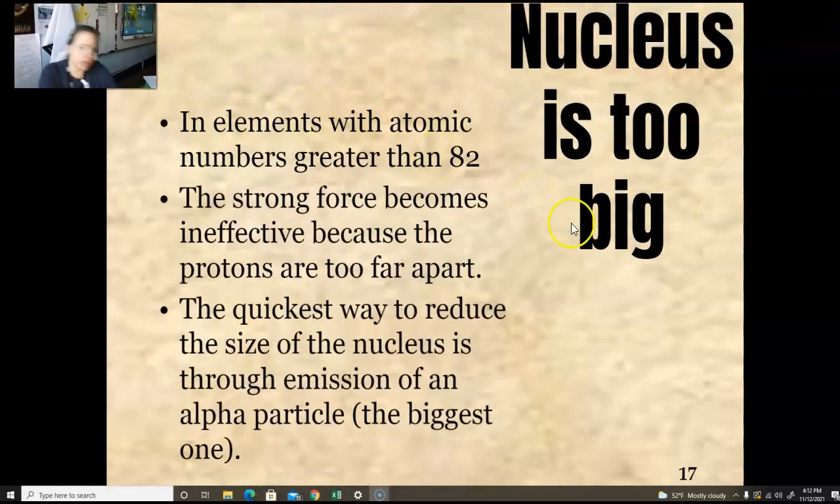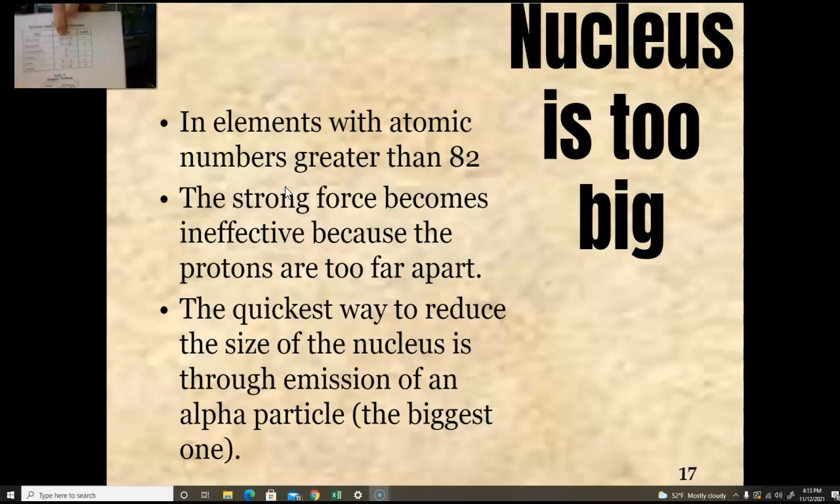So if that nucleus is too big, like say elements greater than 82, remember that strong force becomes ineffective because the protons are too far apart. The quickest way to reduce the size of the nucleus is through an emission of an alpha particle. Remember, that's the biggest one. It's worth 4 according to Table O. The alpha particle right here is a helium.